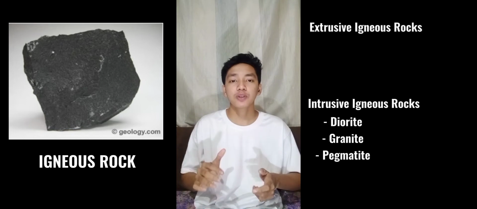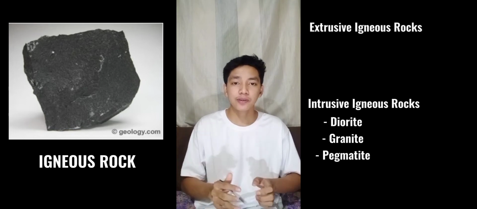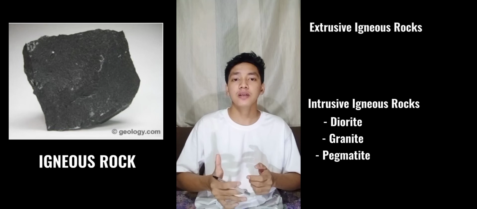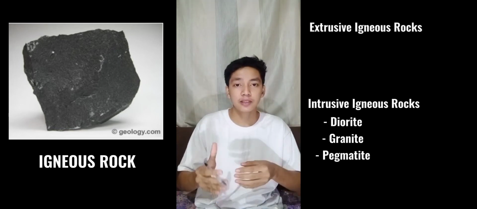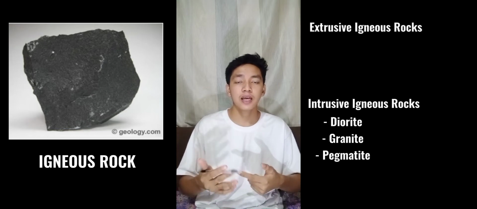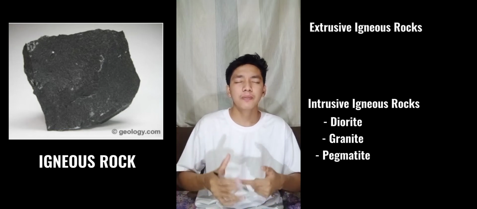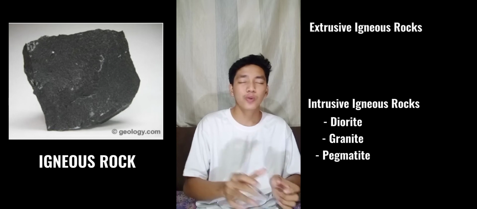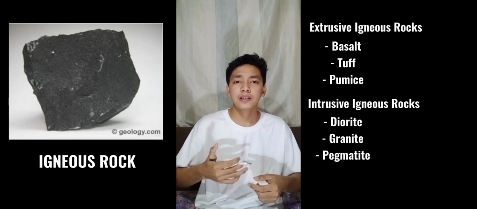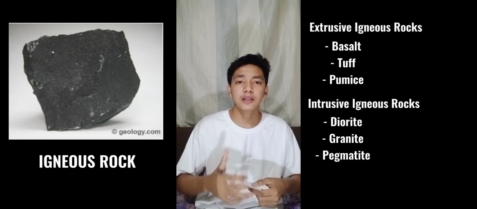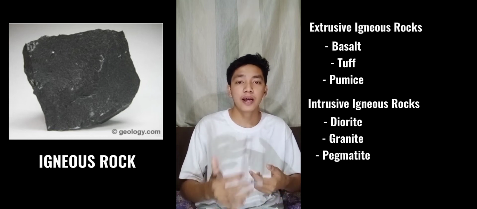And when it comes to the extrusive igneous rocks, these are rocks that erupt onto the surface, resulting in small crystals as the cooling takes place quickly. The cooling rate for a few rocks is so quick that they form an amorphous glass. Basalt, tuff, and pumice are examples of extrusive igneous rock.